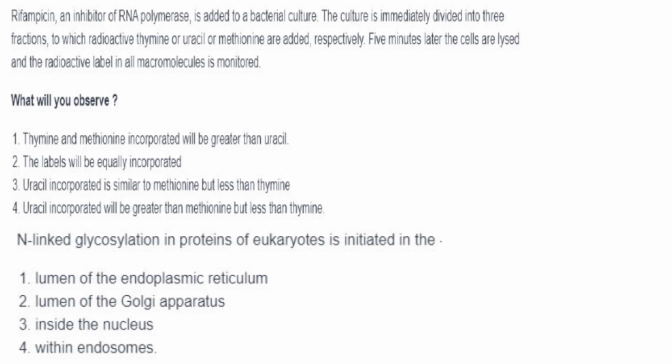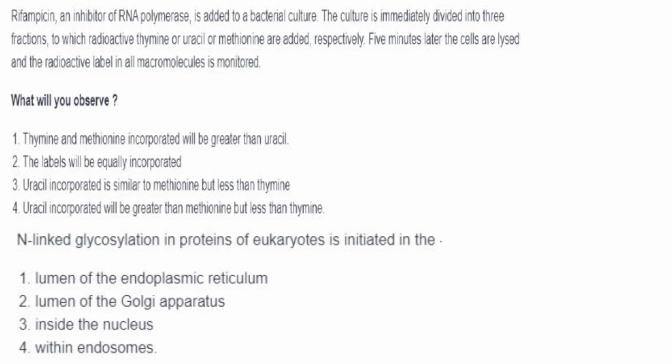Now they have given, what will you observe? That is the question. They have given rifampicin is an inhibitor of RNA polymerase, and you know RNA polymerase is involved in the synthesis of RNA from DNA, that is in transcription. So once rifampicin is added, RNA polymerase activity will be inhibited. So RNA synthesis will be inhibited.